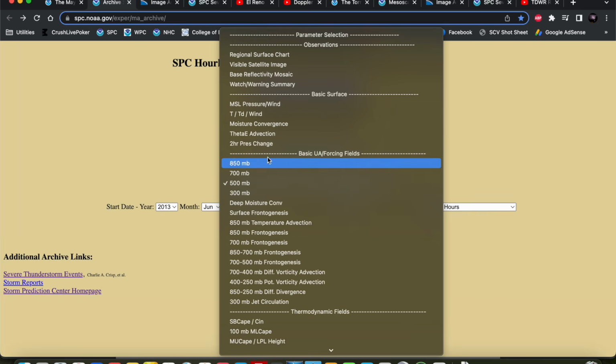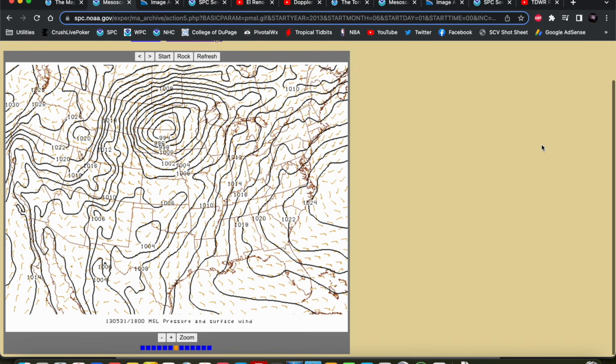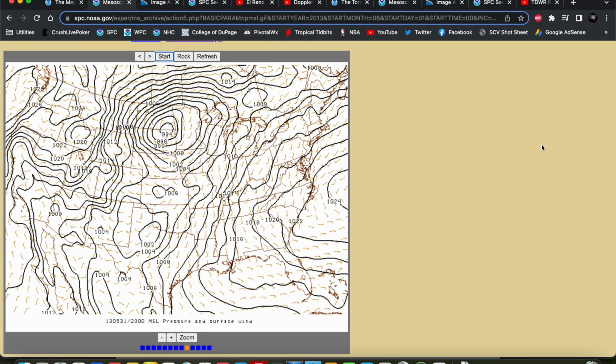Let's go to our surface pattern. As we go through with time, this is at 20Z. A nicely wrapped up surface low up there in the Dakotas. A surface cold front extends out ahead of that, leading down into western Oklahoma. A secondary surface low is well developed down here in northwest Texas, and we have a nice warm sector out ahead of that.